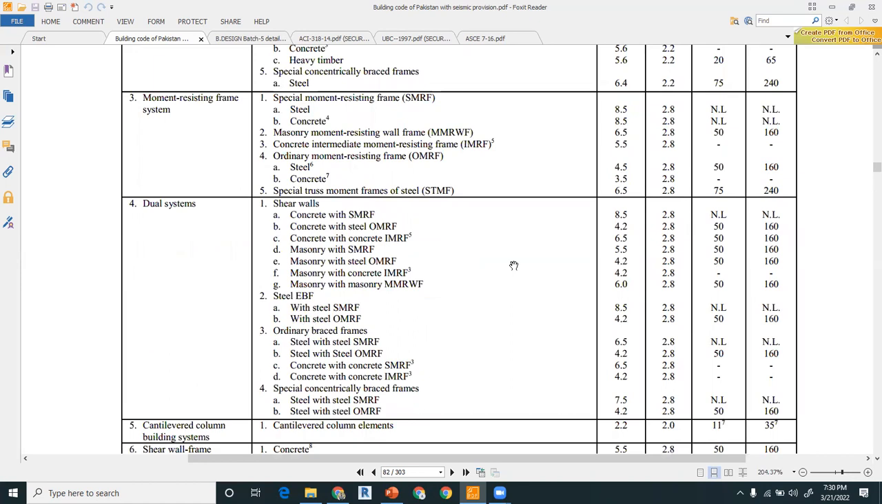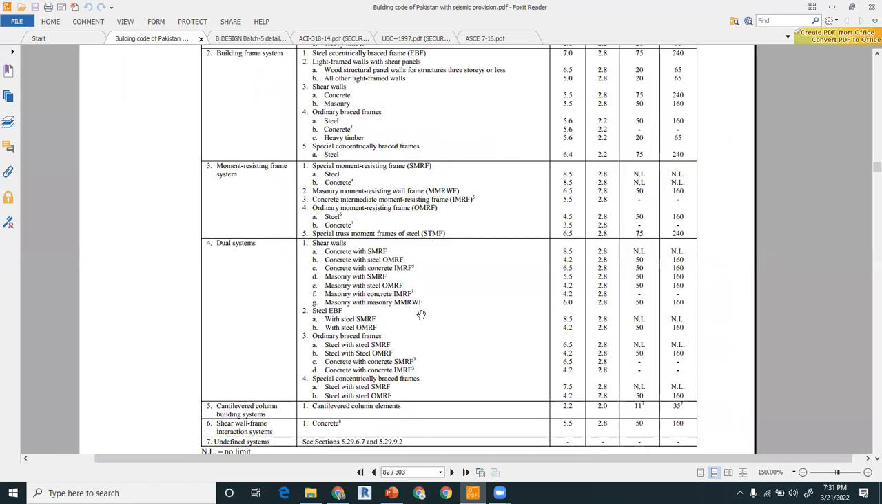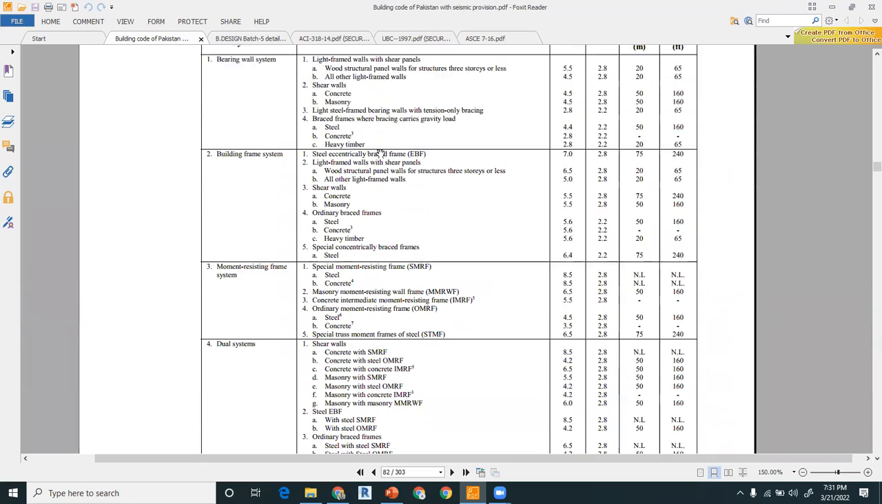So this is how you will decide the building system, framing system, and the moment resisting frame system, where it is SMRF, IMRF, and OMRF. And again, the fourth one is the dual system. If you are designing your shear walls with concrete frame, which is if you are designing your shear walls with concrete SMRF, the R value is 8.5, OMRF 4.2, IMRF 6.5. And just like these are different structure systems, and you have to select your R as per your requirement, right? So this is the overall general discussion on the structural system.